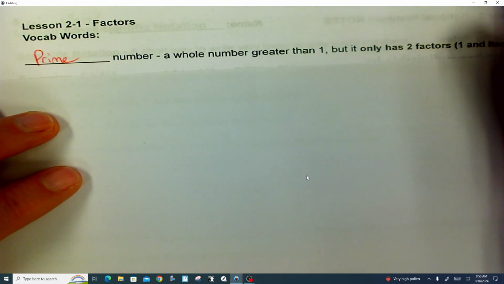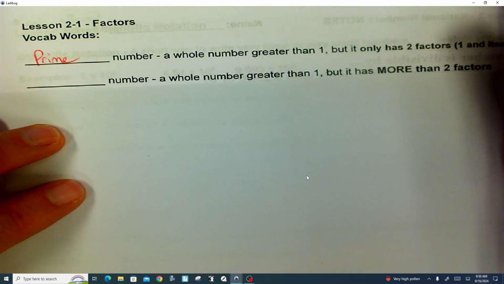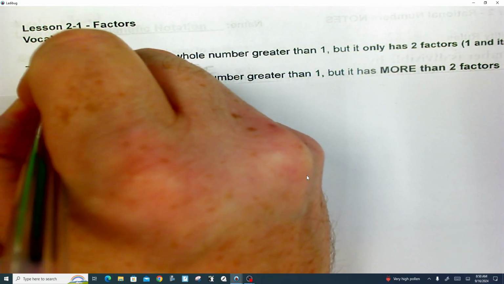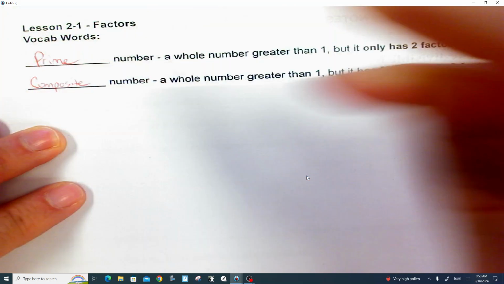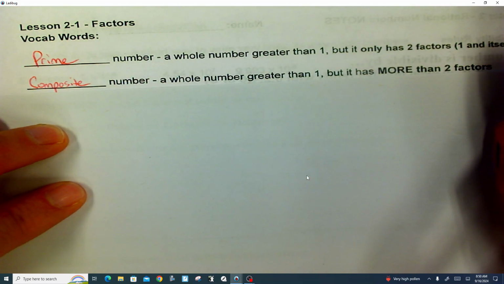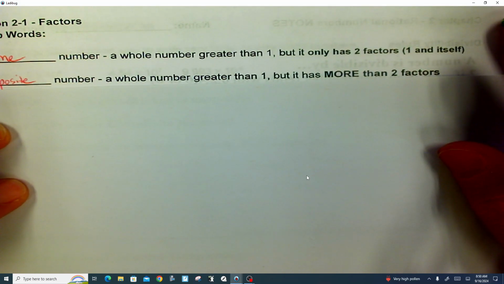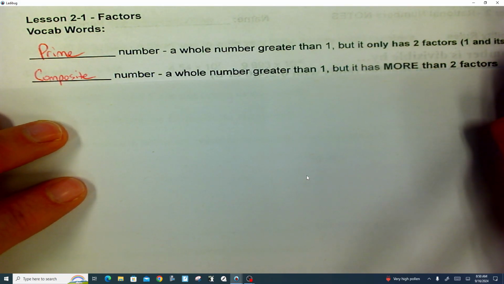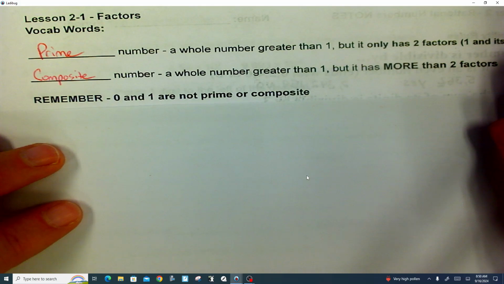Now, the other type of number that's going to be in this lesson is composite. Okay, so here it is, composite. A composite number is a whole number greater than 1, but it's got more than two factors in it, and so that's the big difference. Okay?